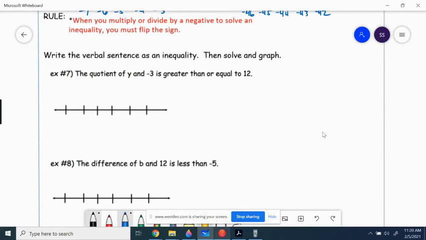Write the verbal sentence as an inequality, then solve and graph. Okay, so number 7 says the quotient of y and negative 3 is greater than or equal to 12.